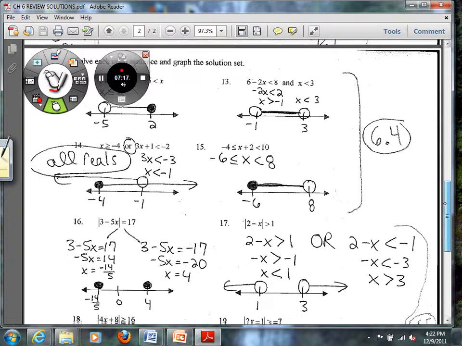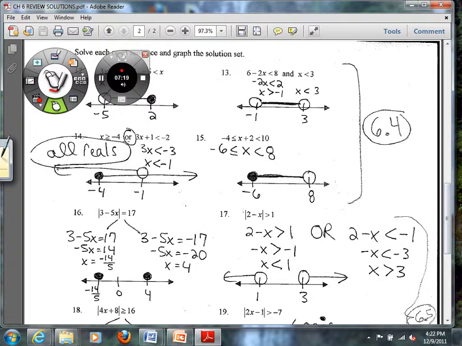Number 14, got to solve this one on the right. So you subtract 1, so that's -3. And then you got to divide by 3. So that's x is less than -1. And this one's already ready to go. So x is greater than or equal to -4. It goes to the right. This is less than -1. It's open circle, goes to the left.